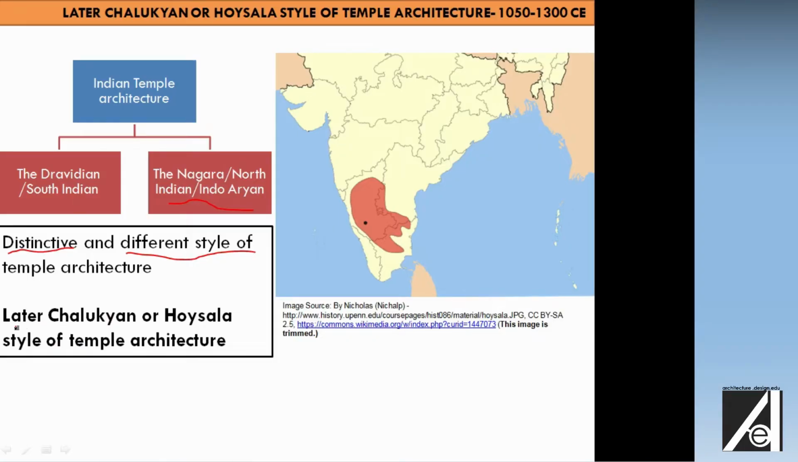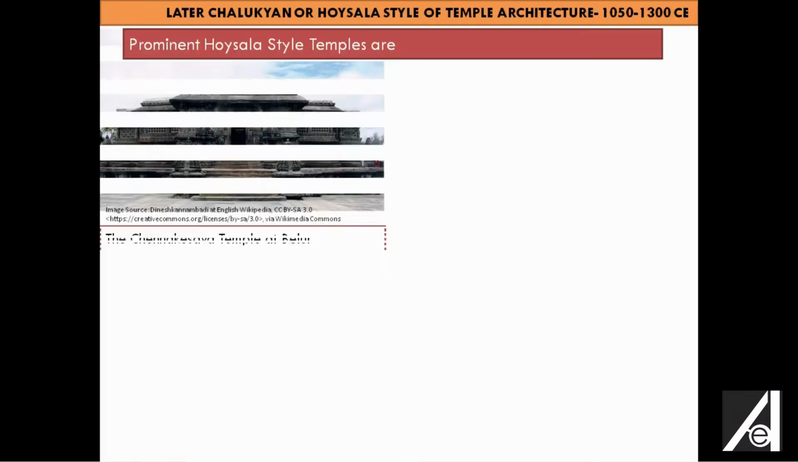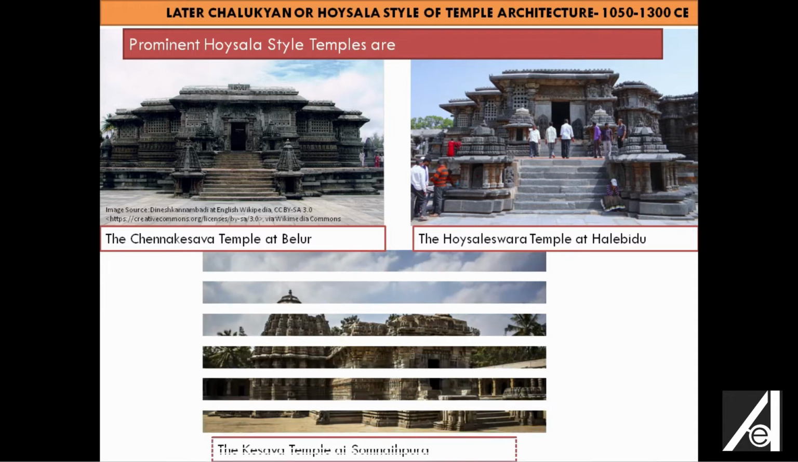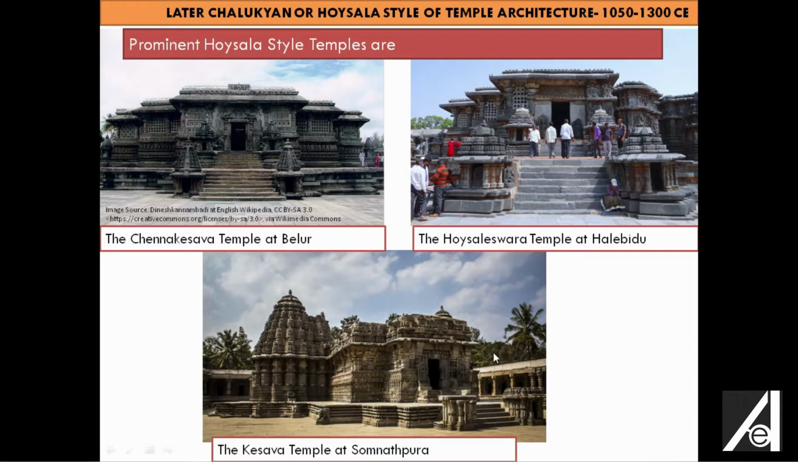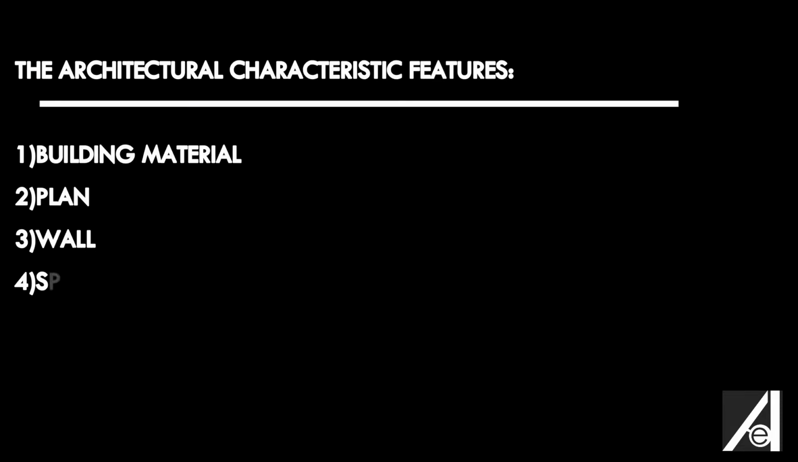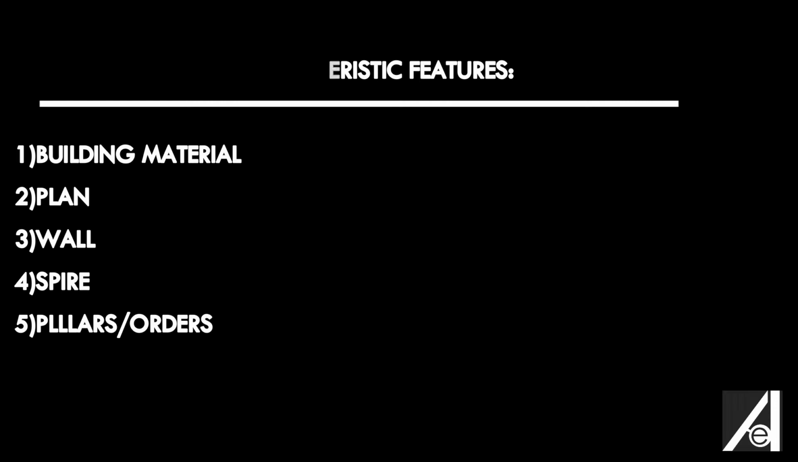This style was developed between 1050 and the 13th century in the parts of present-day Karnataka, India. The prominent Hoysala style temples are the Keshava temple at Belur, the Hoysaleshwara temple at Halebeedu, and the Keshava temple at Somnathpura. Now let's see the architectural characteristic features of these temples, which can be described under the following headings: building material, plan, wall, spire and the pillars, also called the orders.